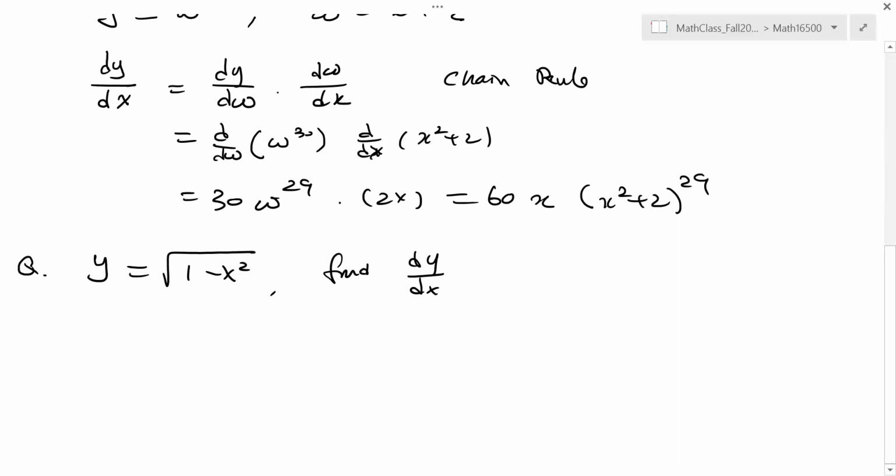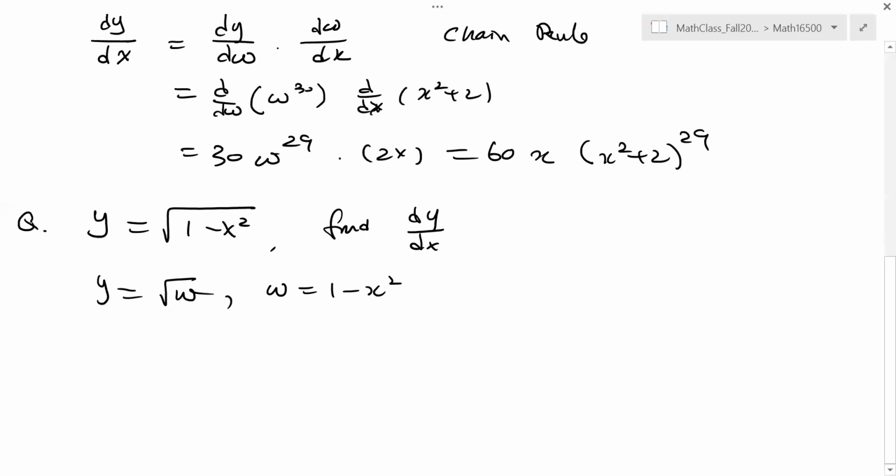So y equals square root of 1 minus x squared. Okay, so 1 minus x squared. The dependence is pretty complicated here, right? So it's very natural to introduce another variable. So y equals square root of w, and w equals 1 minus x squared. That's the first step. And this can also be written in the form of a power function, right?